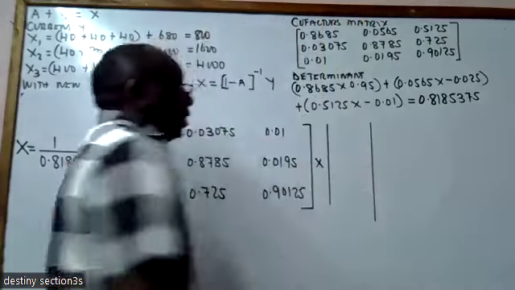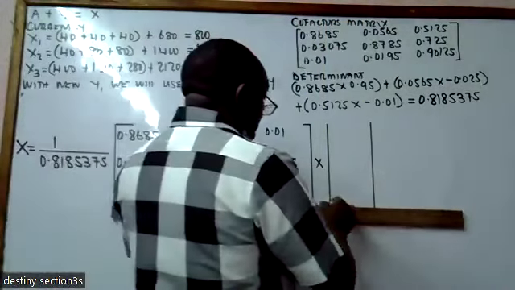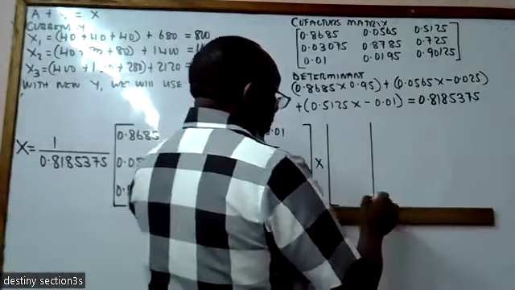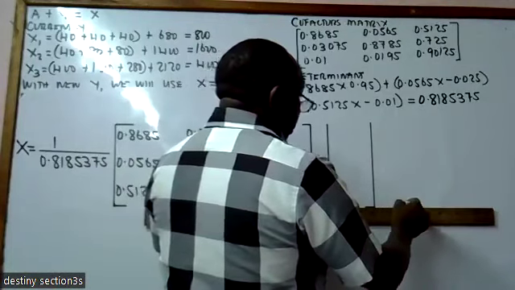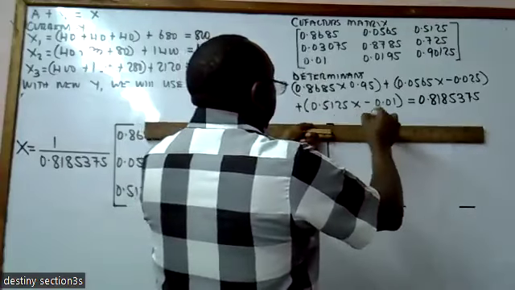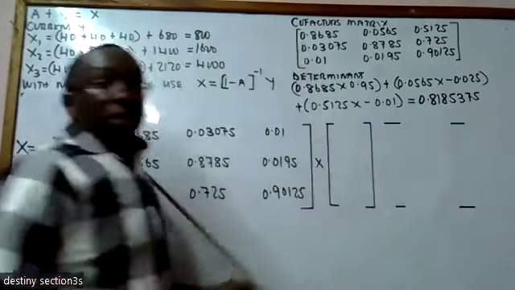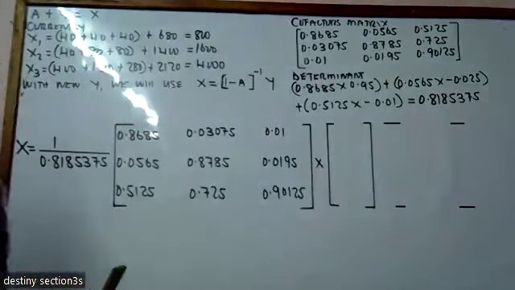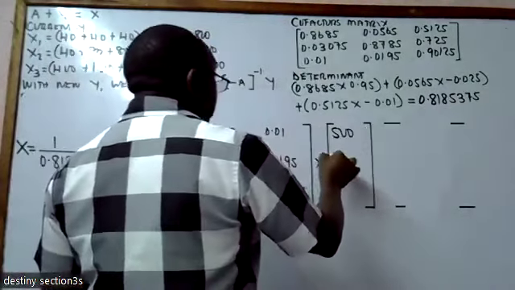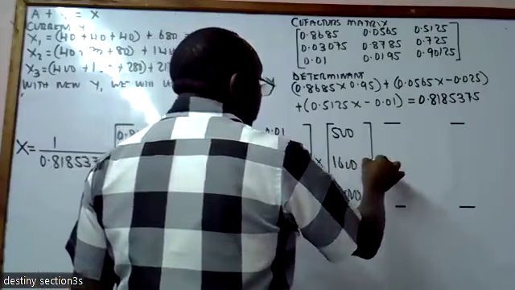Now we are supposed to multiply that with the new matrix Y. Matrix Y, we have been told, this one is changing to 500. And this one is changing to 1600. And this is changing to 2000.